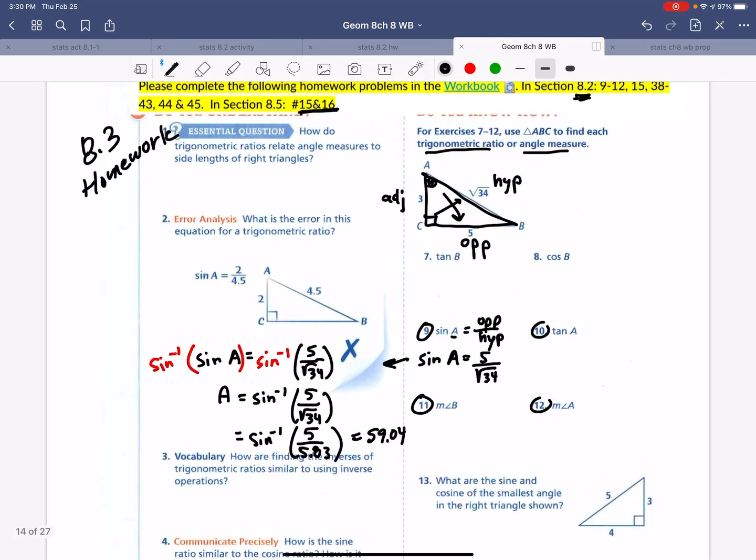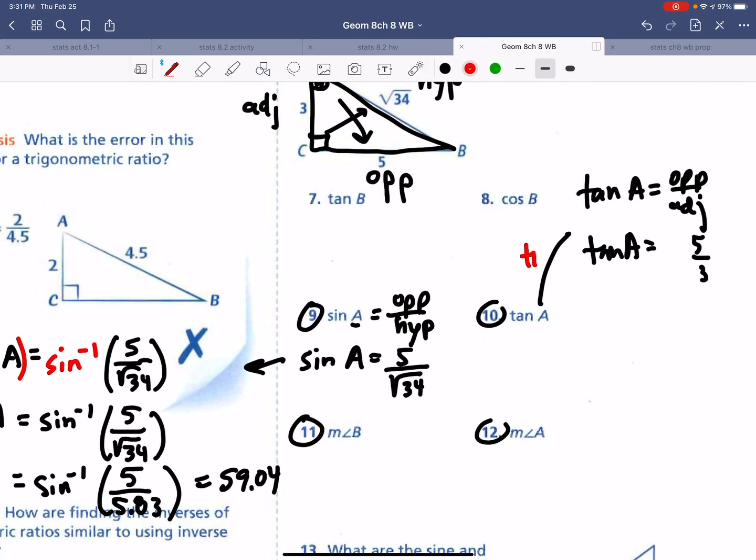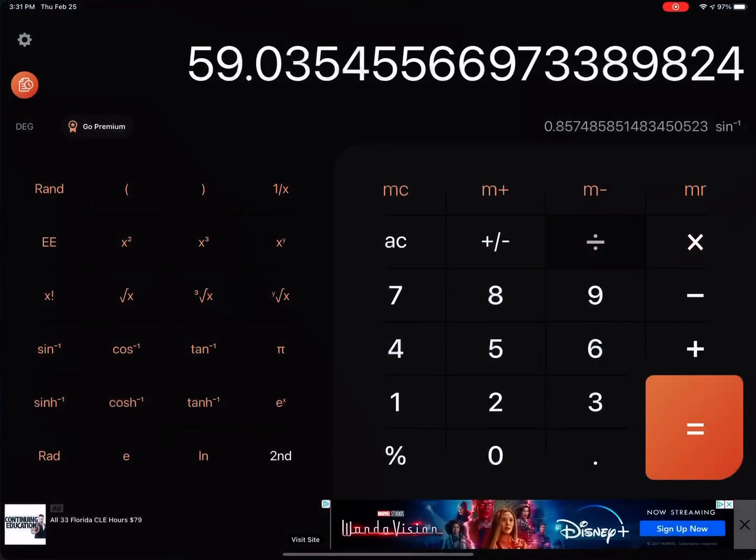Okay, now they asked me to do the tangent. Well, the tangent of angle A would be my same labels, but it's opposite over adjacent. So the tangent of angle A would be the fraction: opposite is 5, adjacent is 3. Now notice I scooted that over a little bit because, again, I need to take the inverse tangent of both sides. I knew that was common, right? Inverse tangent of both sides. So the left turns into just A, which is what we want to solve for, and the right turns into inverse tangent of 5/3. Okay, so let's find out what 5/3 is and then take the inverse tangent of it.